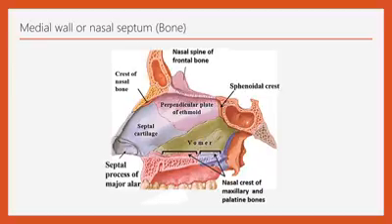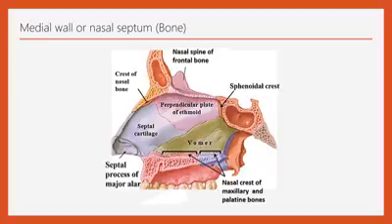Now if we see the bones of the medial wall, there are two major bones. They are the perpendicular plate of the ethmoid bone. This perpendicular plate forms the anterior superior part of the nasal septum, and the second bone is the vomer. The vomer forms the posterior inferior part of the nasal septum.